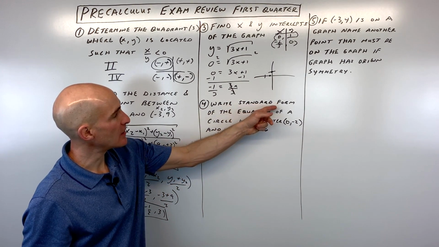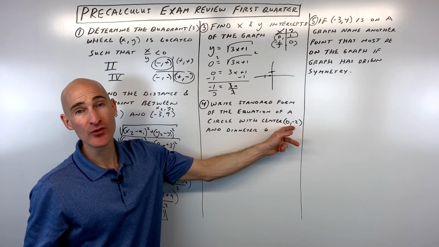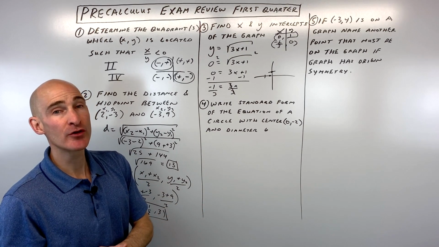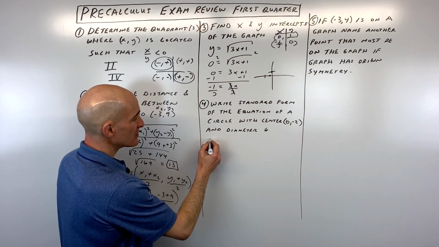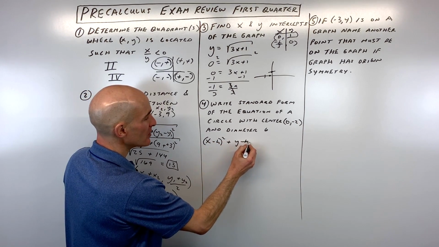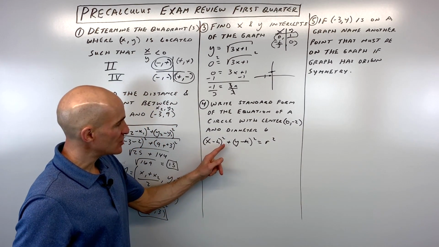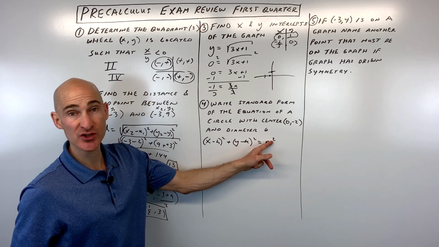It says write the standard form of the equation of a circle with the center at (0, -2) and the diameter of 6. Another important formula you want to add to your formula sheet is the standard form of the equation of a circle. It's (x minus h) squared plus (y minus k) squared equals the radius squared. So h and k represent the center point. r represents the radius, but then you're going to square it.